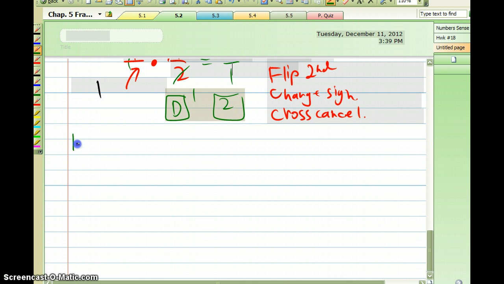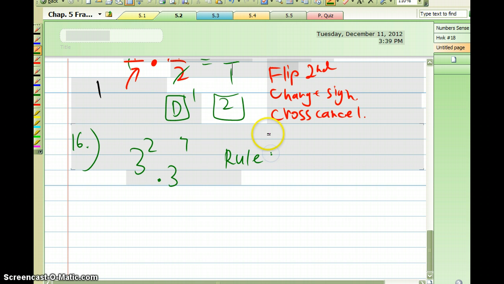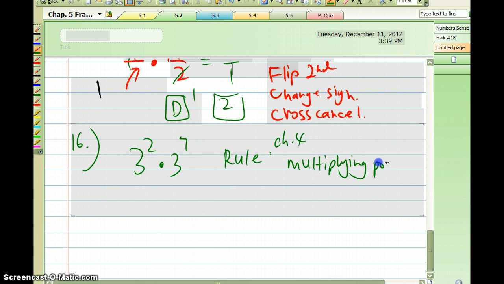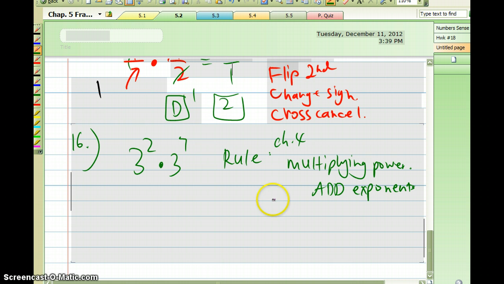Skipping down to number 16, 3 to the second times 3 to the seventh. One of our rules that we had talked about back in chapter 4 was that when we are multiplying our powers, then what we can do is simply add our exponents. And if we forget any of that, then all we need to do is, when in doubt, expand out.